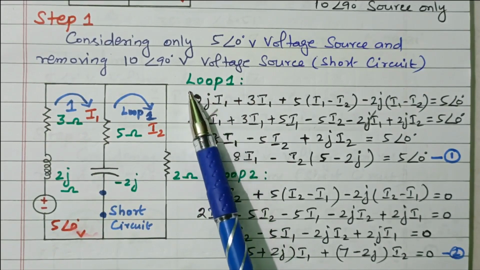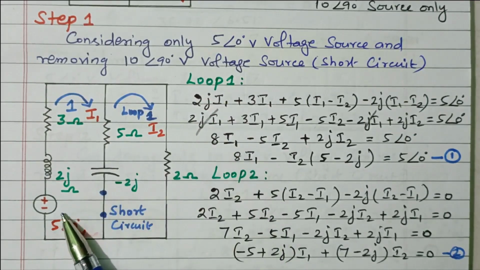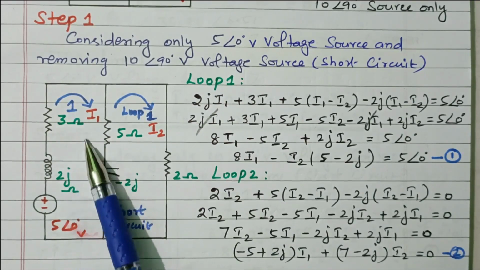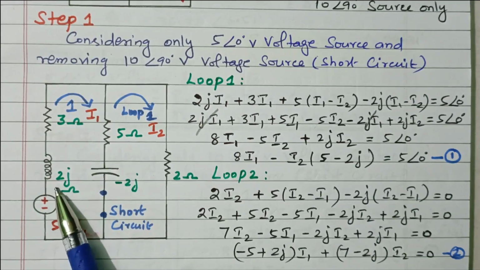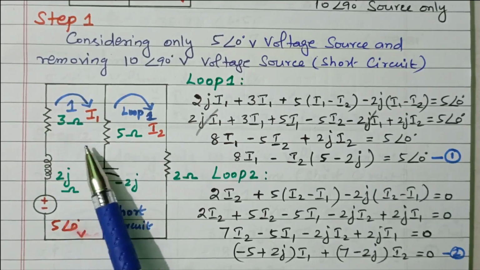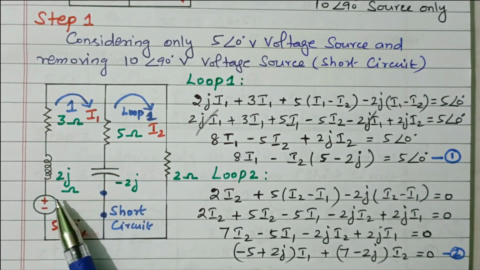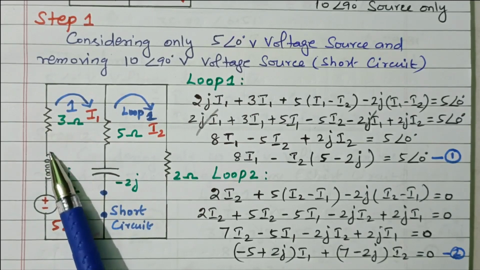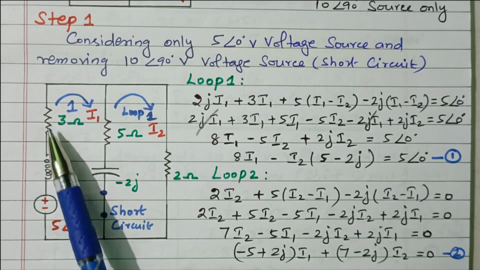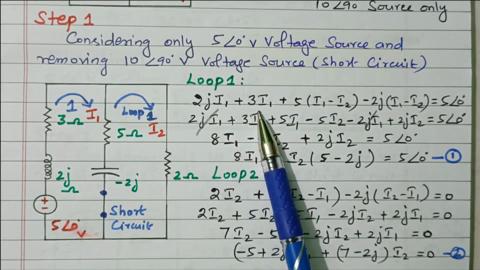First we will apply Kirchhoff's voltage law to loop 1. That is nothing but applied voltage equal to voltage drop. Here the current I1 is flowing through loop 1. So we need to find the current flowing through this 2J inductor, the 3 ohm resistor, this 5 ohm resistor and this capacitor minus 2J. Here the current I1 is flowing through this inductor and resistor. So that is 2J into I1 plus 3 into I1.